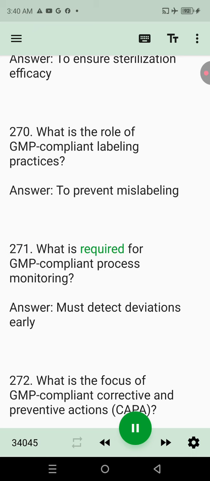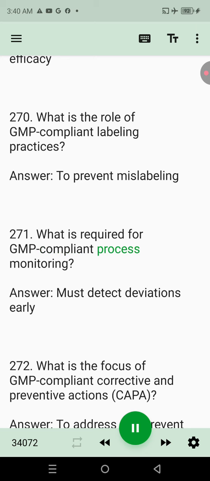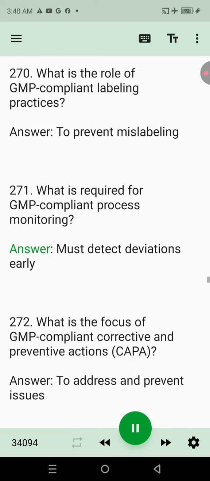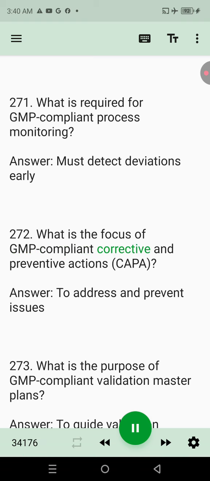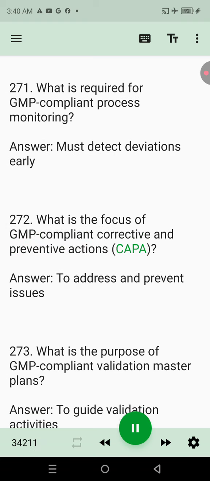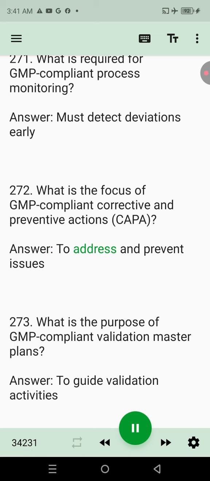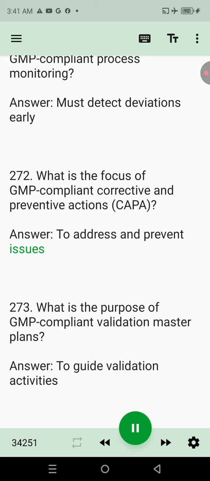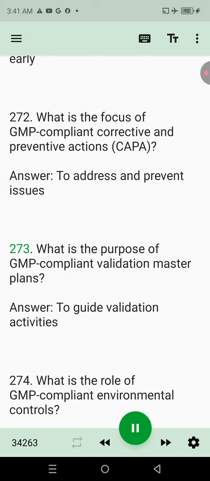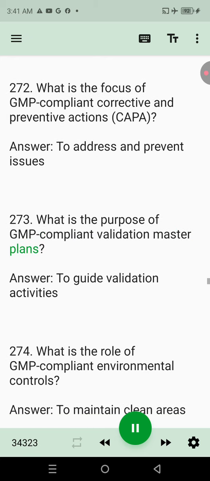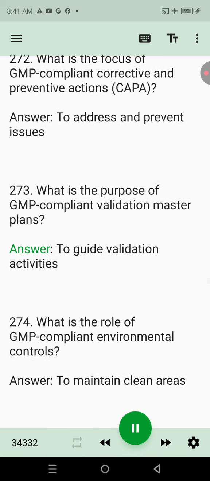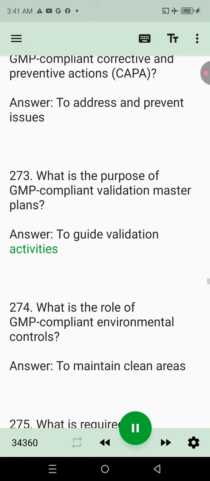271. What is required for GMP-compliant process monitoring? Answer: must detect deviations early. 272. What is the focus of GMP-compliant corrective and preventive actions CAPA? Answer: to address and prevent issues. 273. What is the purpose of GMP-compliant validation master plans? Answer: to guide validation activities.